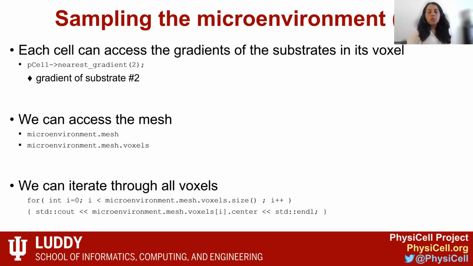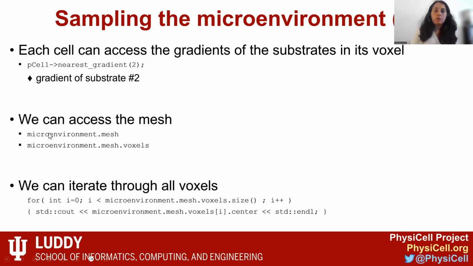Okay. So what can the cell do? The cell can see the gradient of the index and the value of the index. So you will get the nearest gradient 2, so it will give the gradient of substrate number 2. Again, this is C++. Usually it's the third substrate, 0, 1, 2.